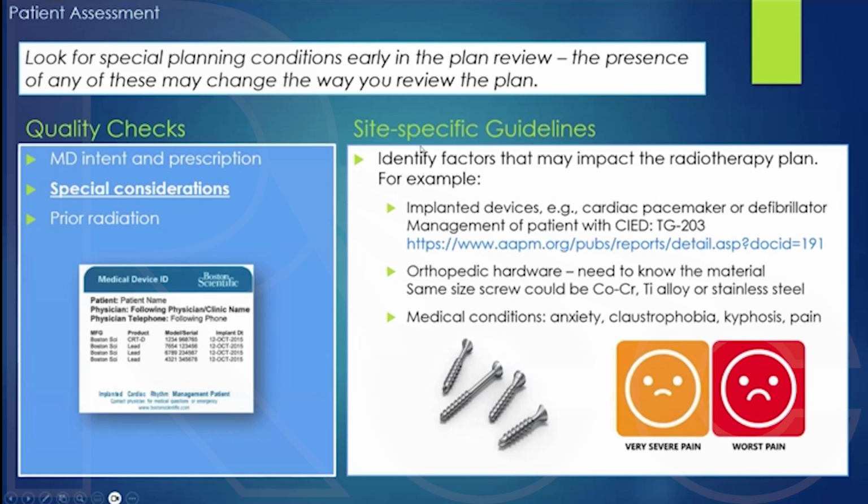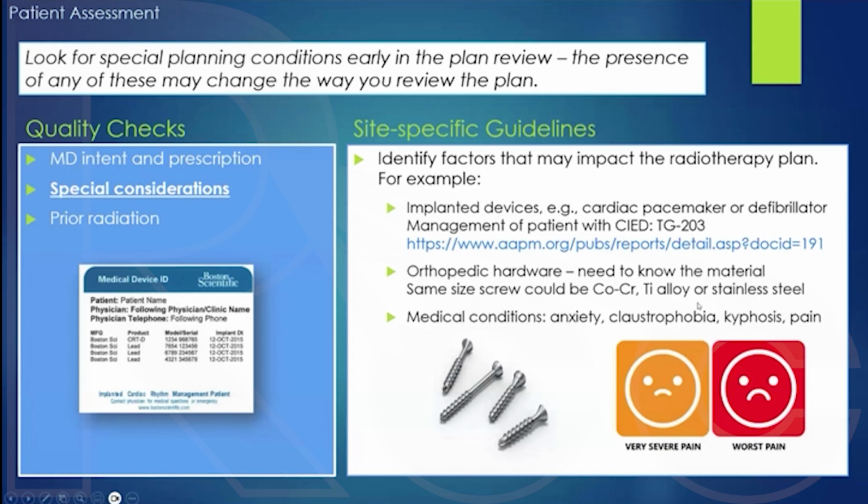Okay, now we may also need to look for any special planning conditions early in this plan review process. And so the presence of these special considerations may change the way in which we review the plan. So what are some examples? One example is an implanted device. So for example, a cardiac pacemaker or a defibrillator. The guidance that we follow is in the AAPM Task Group Report 203.